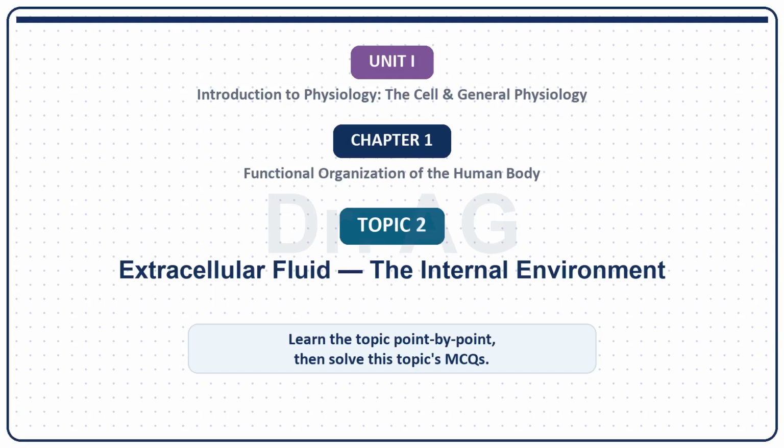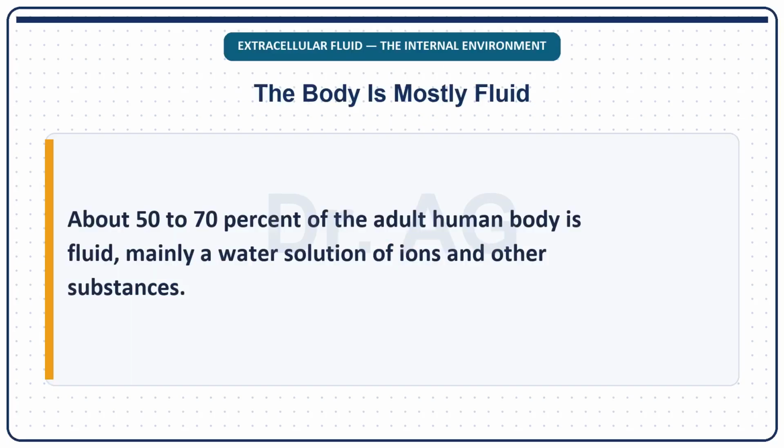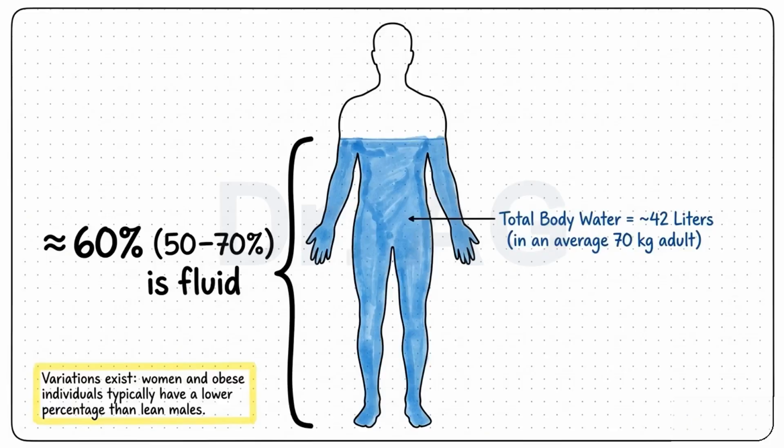Let's begin. About 50 to 70% of the adult human body is fluid, mainly a water solution of ions and other substances. Most of the body is water. About 60%, that's roughly 42 liters in a 70 kilogram adult. Women, and heavier people, have a little less.